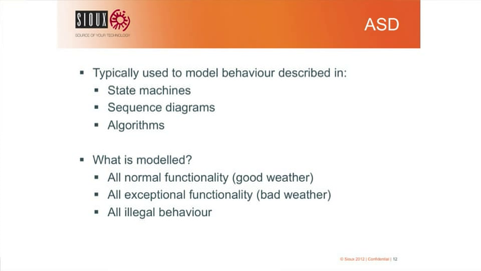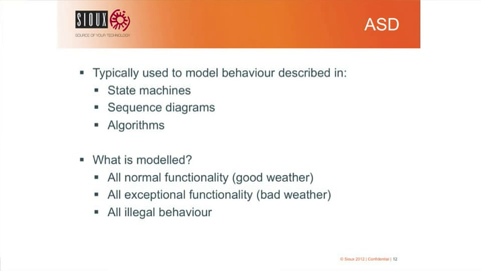What kind of functionality is being modeled there? Of course, the good weather behavior. The normal functionality is modeled there. That is just the functionality the normal software developer always thinks about. So this is also the part he is going to think about when he's not modeling the thing.